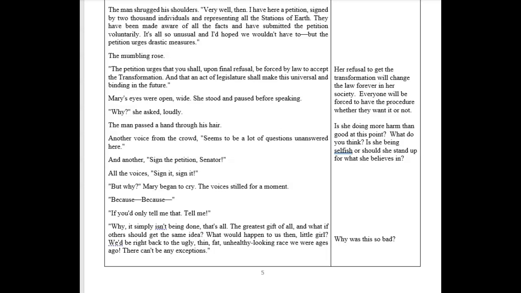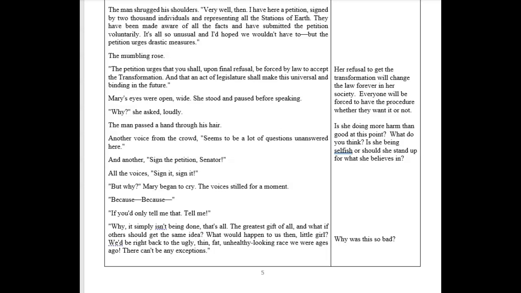So, basically, because Mary has one more refusal, now the senators have decided that they are going to take this petition that the citizens signed, and they're going to force Mary into the transformation, and anyone else in the future who refuses the transformation by law will not be allowed to refuse it, and they will be forced into it as well. So at this point, you kind of have to look at this. Is Mary doing more harm than good at this point? What do you guys think?